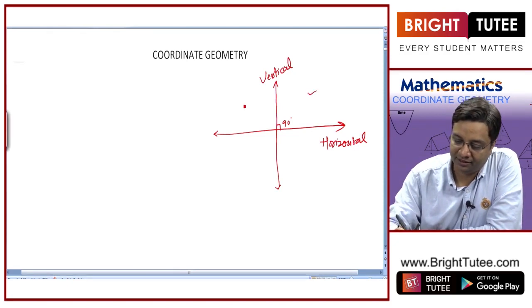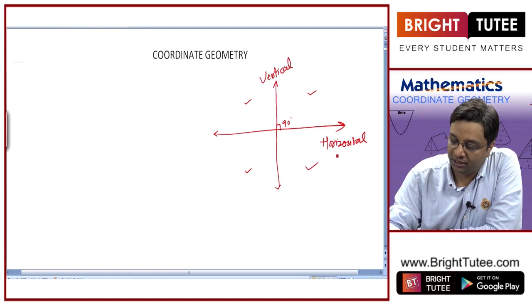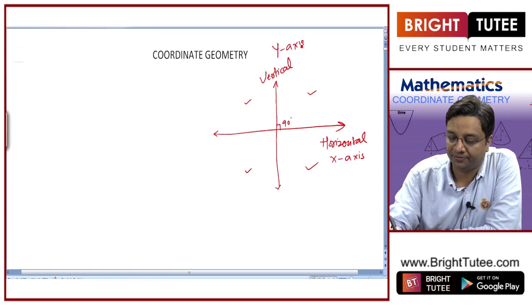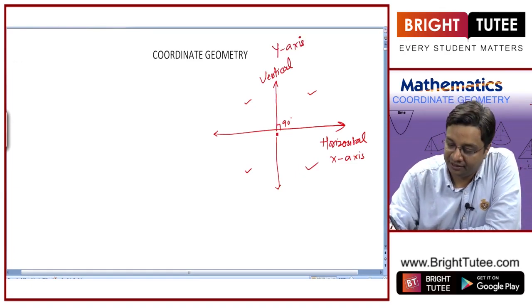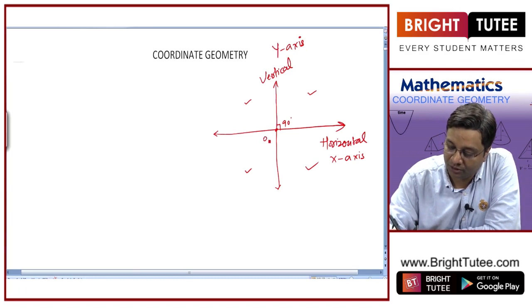First part is this, second this, third, fourth. Four parts, right? This horizontal line is known as x-axis and this vertical line is known as y-axis, right? And this point of intersection of these lines is known as origin. This is denoted by O and this is called origin, right?